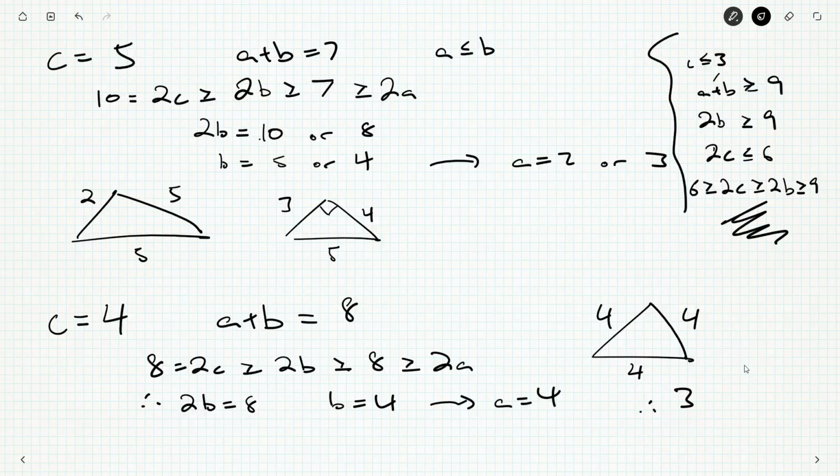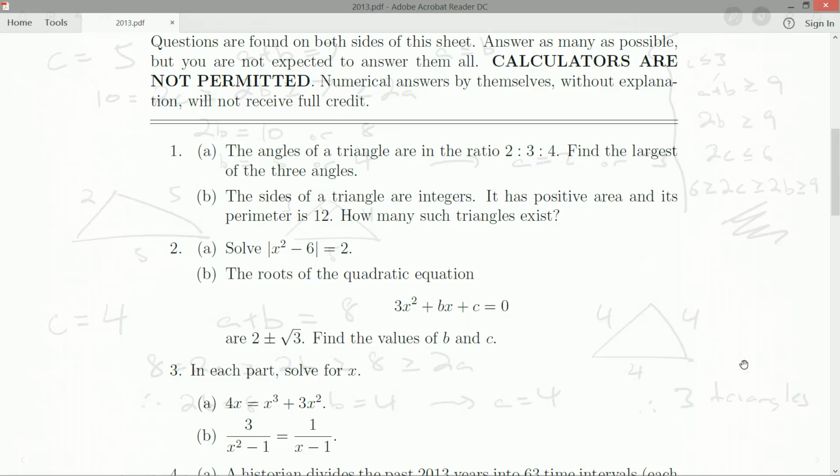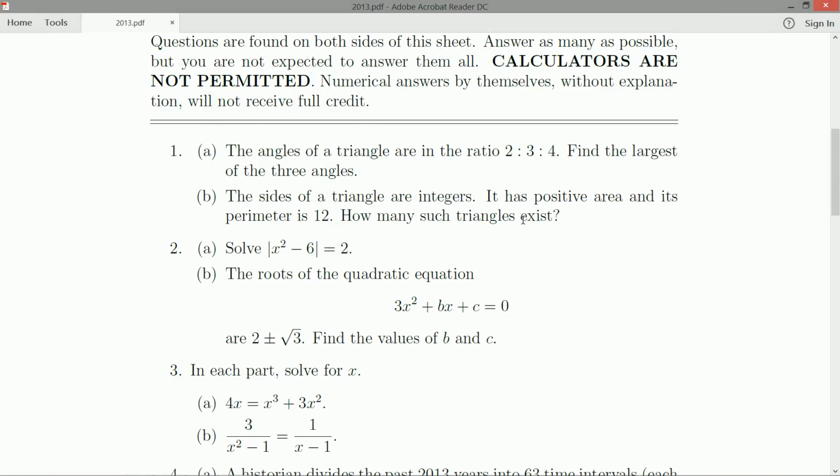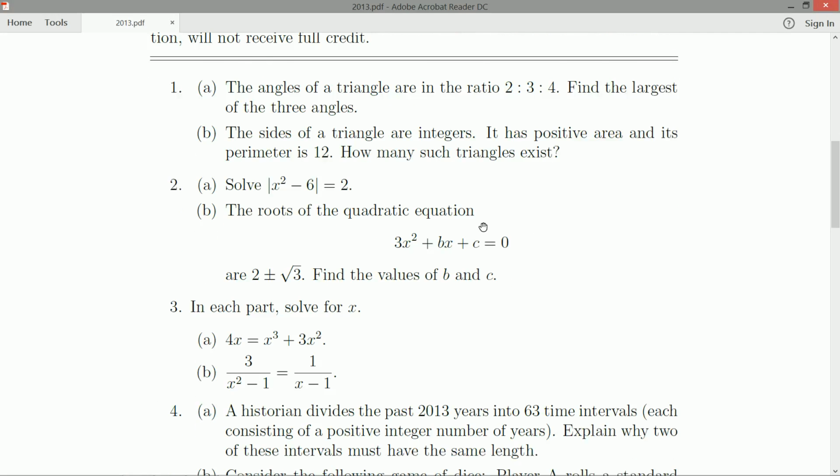So therefore we have 3 triangles. And I did happen to write them all out: 2, 5, 5; 3, 4, 5; and 4, 4, 4. But they just asked for how many such triangles? 3 triangles. So you do need to justify things, but you probably didn't need to go into that big a detail for justification. I mean, it is 1B after all.